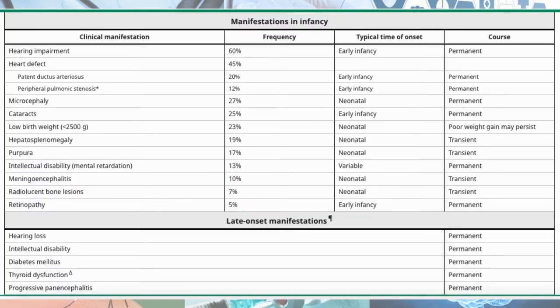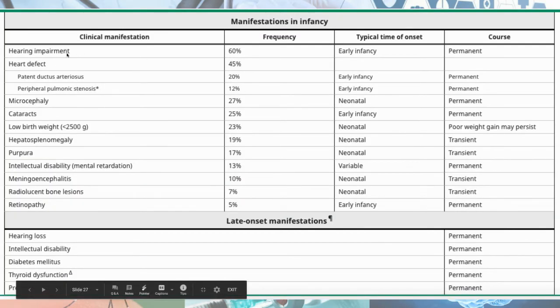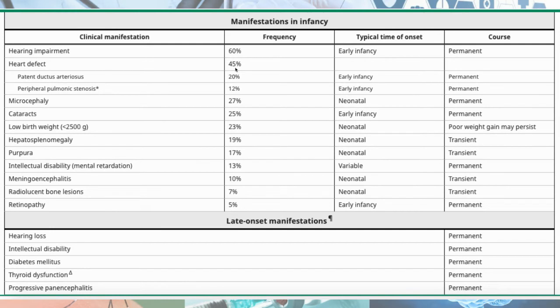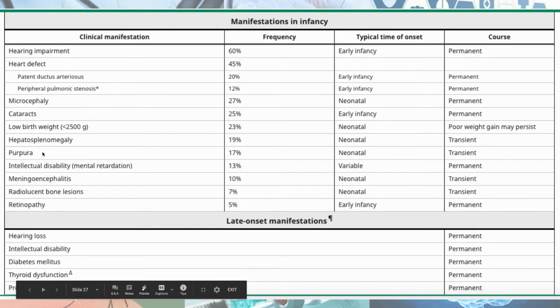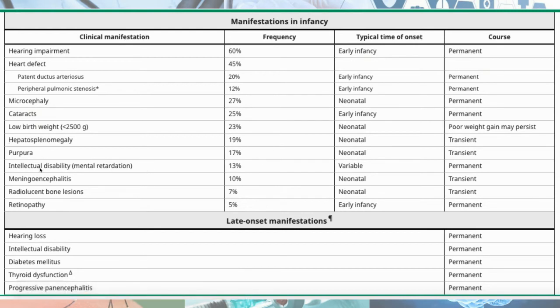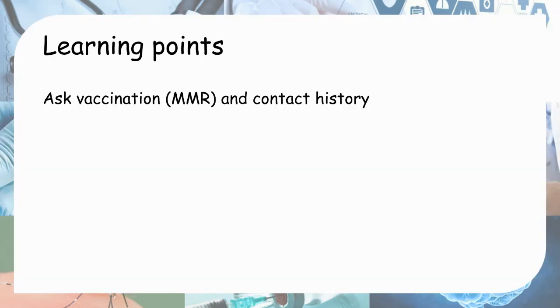Here's a table from UpToDate, which describes the manifestations of congenital rubella syndrome. These include hearing impairment, congenital heart defect, microcephaly, cataracts. So it affects almost every single organ in your body. Low birth weight, hepatosplenomegaly, purpura, can have mental retardation, meningoencephalitis, and so on. So it's a terrible, terrible disease if a pregnant woman gets it. The child will be born with all these defects. Learning points: ask about vaccination and contact history.